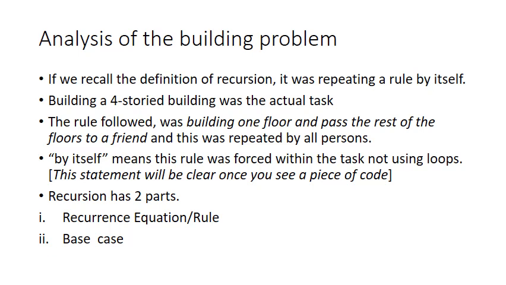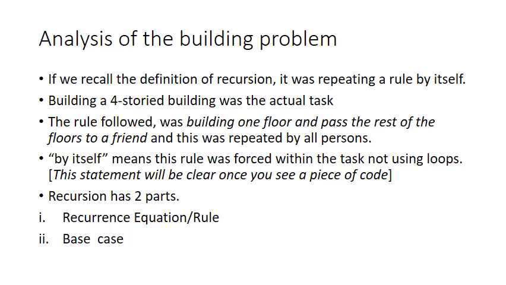The question is, can you tell me which part of this task was repetitive? If we recall the definition of recursion, it was mentioned it was repeating a rule by itself. The building a 4-storied building was the actual task. Then the rule followed was building one floor and pass the rest of the floors to a friend, and this was repeated by all persons. And if you go in the first slide, it was mentioned by itself in the definition of recursion. By itself means this rule was forced within the task, not using loops.